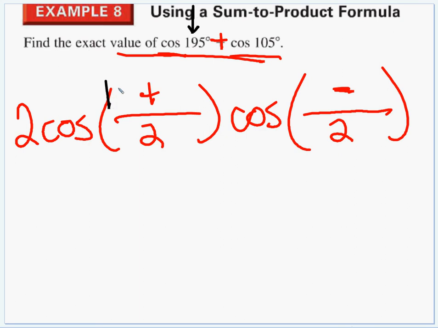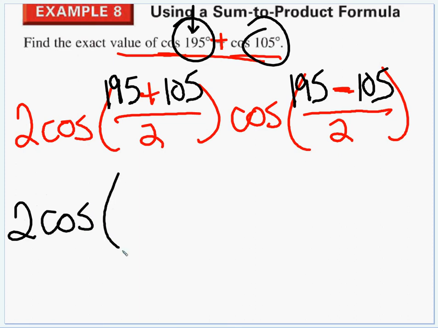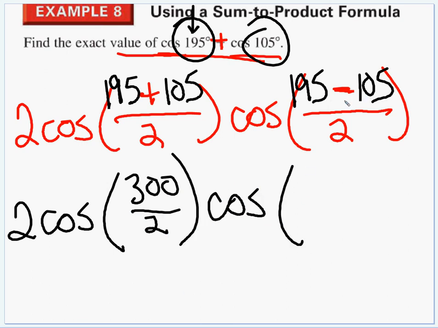195 goes in first, 105 goes second, and then again 195 goes first, 105 goes second. Just to say again, those angles are not on the unit circle. But watch what happens. Now it's 2 cos of, if we add those, we get 300 divided by 2. And then we'll have a cos of, if we subtract those, we get 90 over 2.